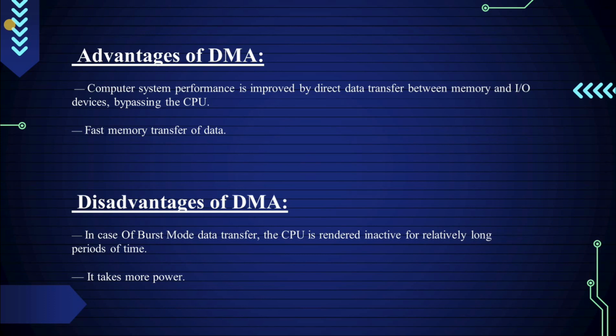However, using DMA also has some drawbacks. One of the disadvantages is that when using bus mode data transfer, the CPU may not be able to work on other tasks for a period of time. This can slow down overall performance. Another disadvantage is that using direct memory access requires more power than other methods of data transfer. This can be a problem for devices that are powered by batteries or for systems where power use is a concern.